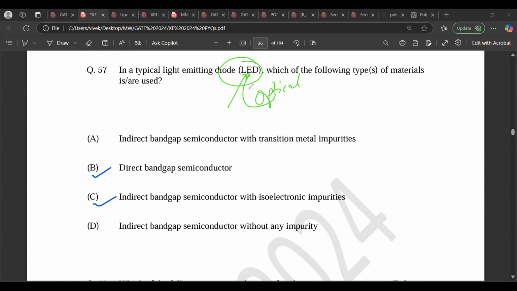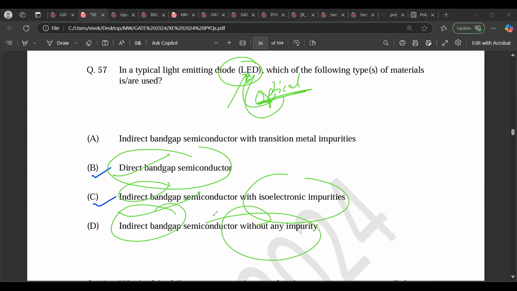Okay, and then we have different diodes. So the optical properties application is the LED. The semiconductor materials used in LEDs, whether they are direct or indirect: indirect with certain impurity, or indirect with no impurity or transition metal impurity.